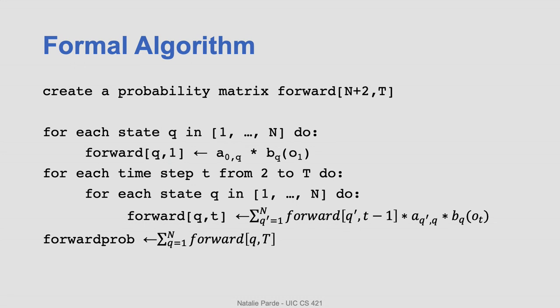Then we can move onward to the rest of our sequence. For each time step from time 2 all the way to t, our last time step, we'll loop through each state q. Within that loop, we'll set the forward probability for the given state and time step to the product of the forward probability for state q prime at the previous time step times the transition probability from q prime to q times the observation likelihood that the observation at the current time step was generated by state q, summed across all q prime from 1 to n.